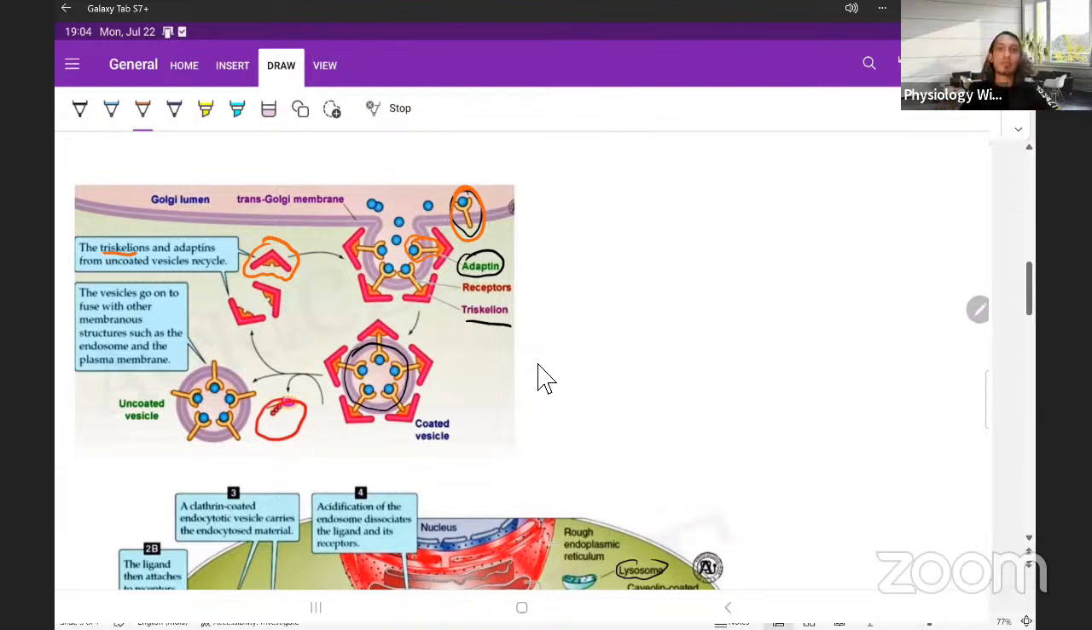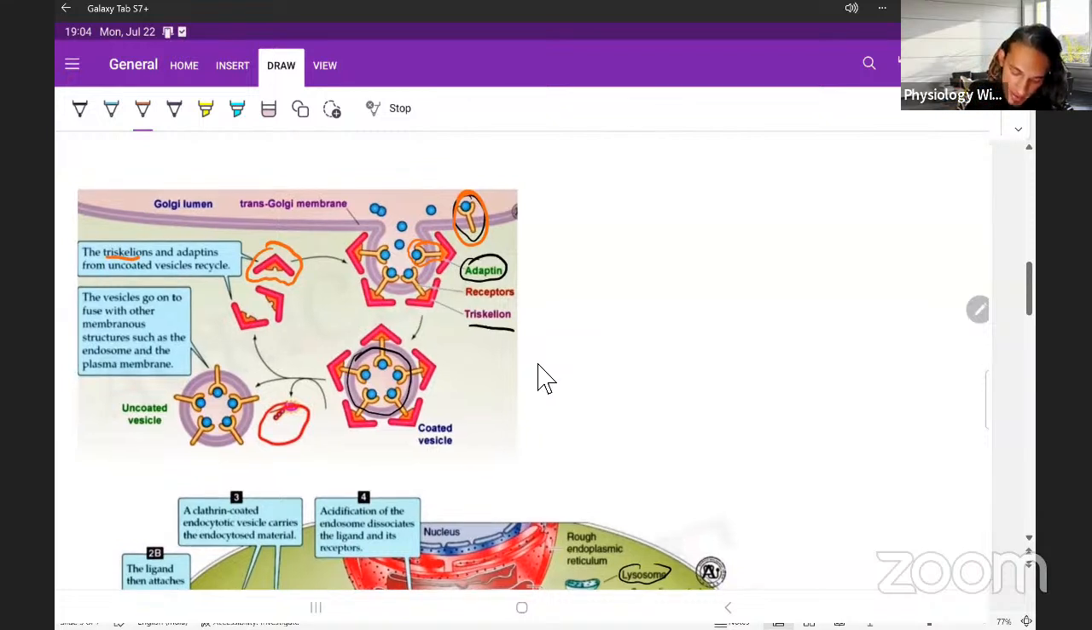Okay, and once they come and attach, this will pull it and it'll bud off. So this is what we see. This is completely budding like this. And then some GTPase activity will come, because of which this will completely bud off as a separate coated vesicle.